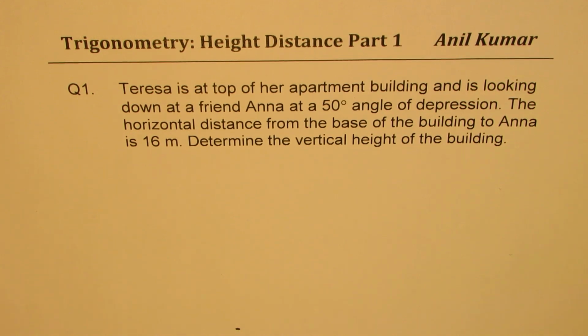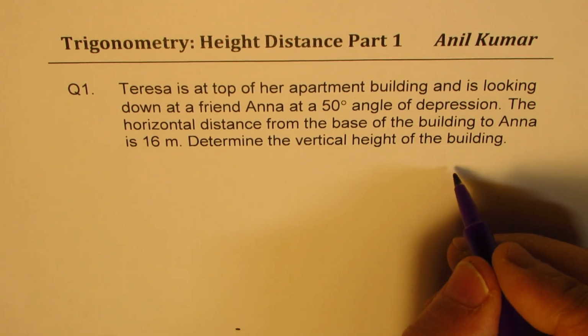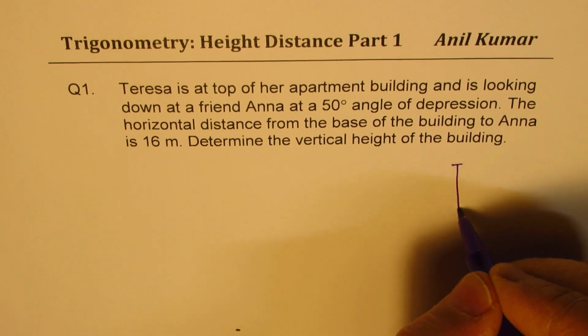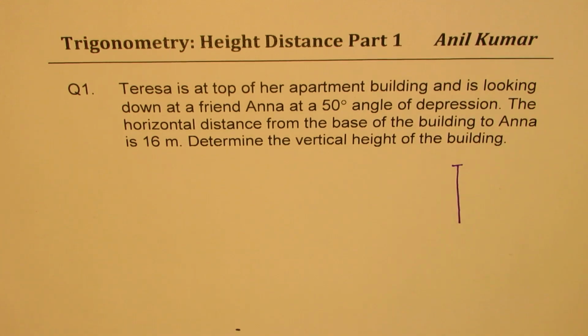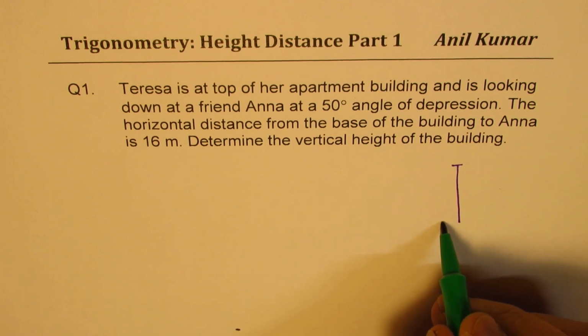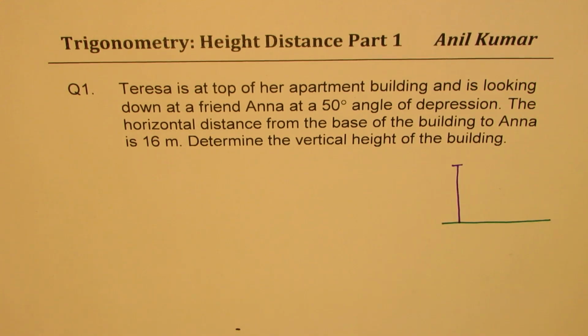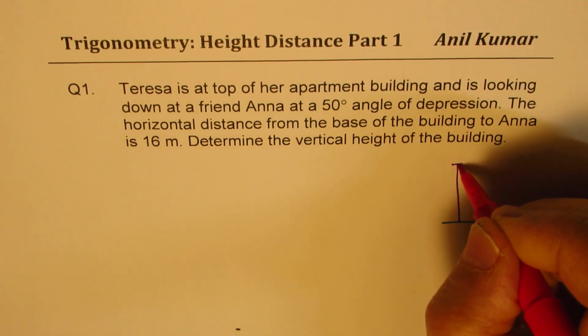So first part always is to sketch a diagram, right? So let's say that is the building, correct? And we know Teresa is at the top of the building and she is looking at her friend Anna. So let's say this is the line of sight.